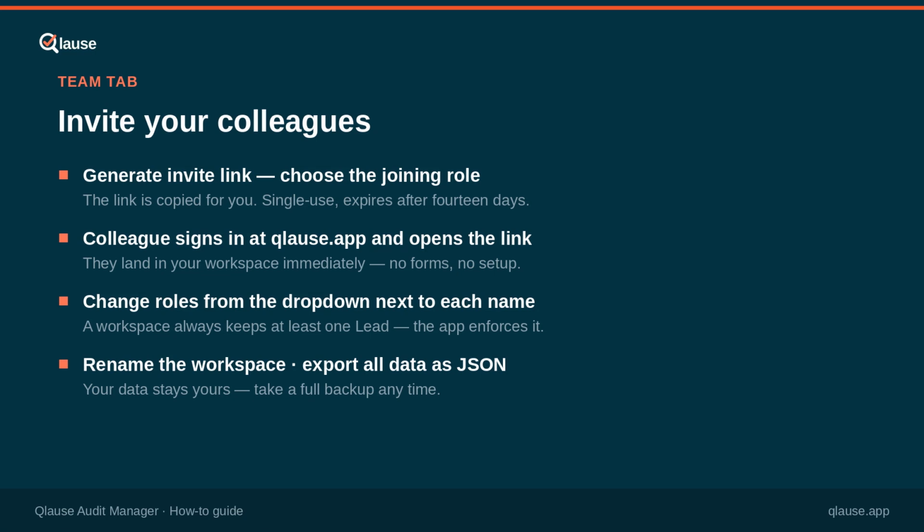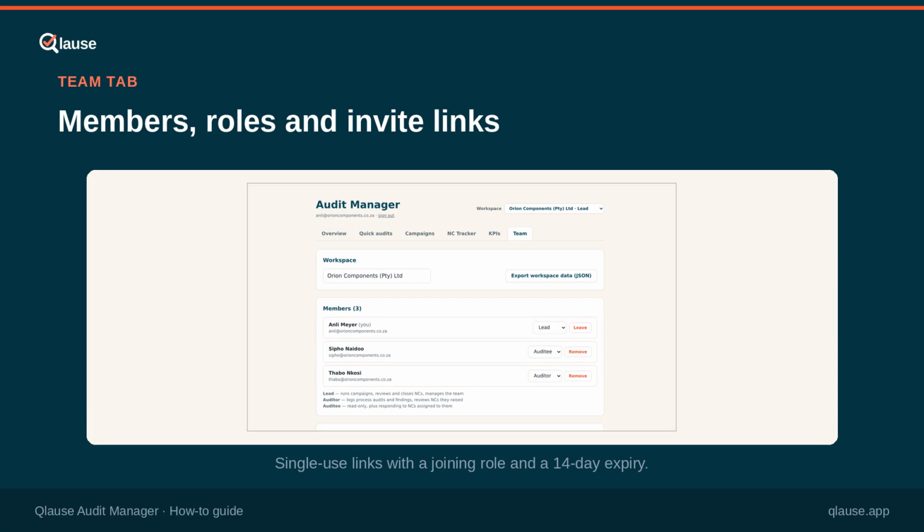a backup. This is the Team tab. 3 members, each with their role next to their name, and an auditor invite link ready to copy, showing its joining role and its expiry date. Changing someone's role is just the drop-down.